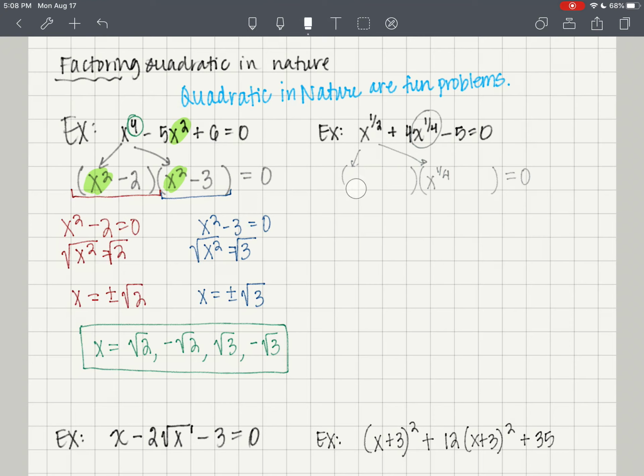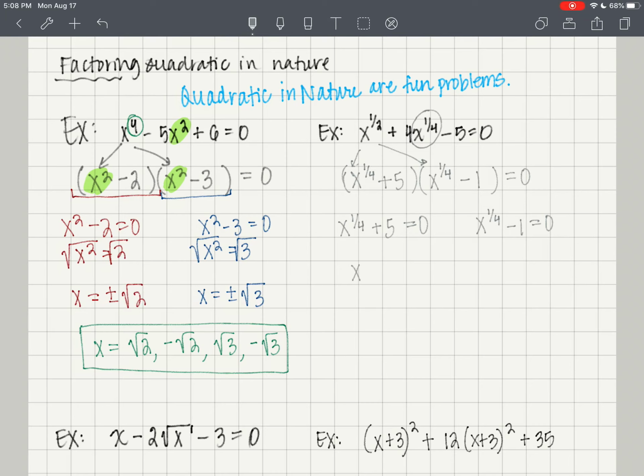Let me rewrite that. I don't like the way I wrote that. It wasn't very clear. x to the 1/4, x to the 1/4. Now I need to multiply to be negative 5, but add to be 4. So that would be a positive 5 and a negative 1. I'm going to set each variable factor equal to 0. So x to the 1/4 plus 5 equals 0. x to the 1/4 minus 1 equals 0.